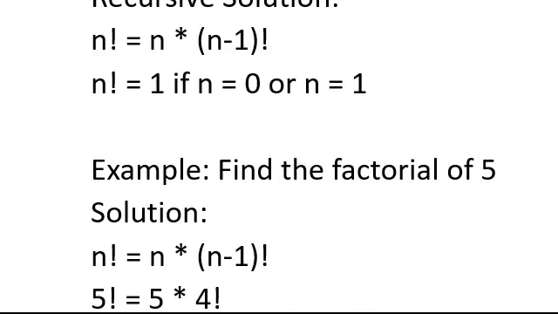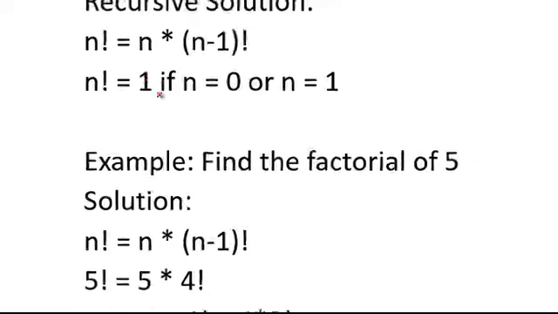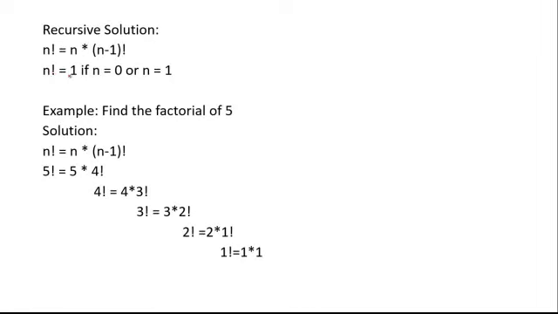So the recursive solution in finding the factorial, we have the factorial of n equal to n times the factorial of n minus 1. The factorial of n is equal to 1 if n is equal to 0 or n is equal to 1. So for example here, we will find the factorial of 5.